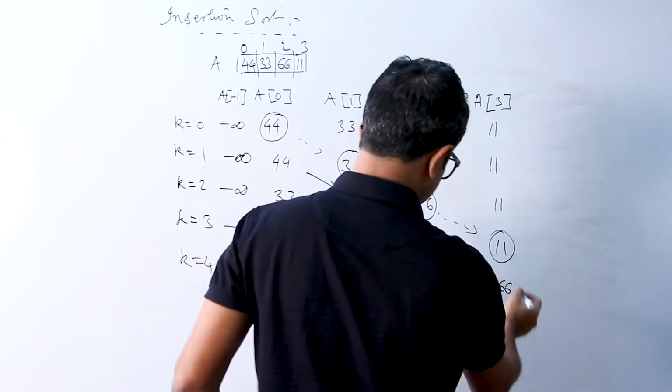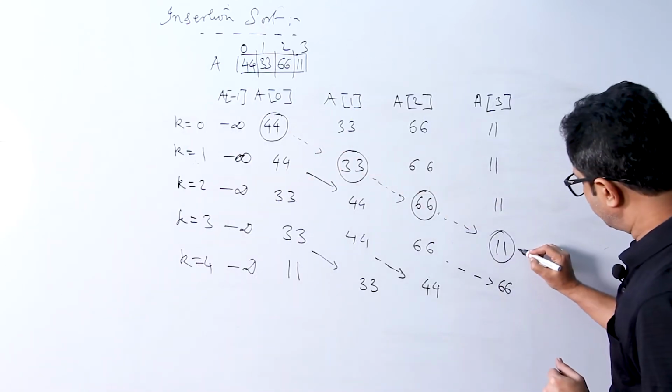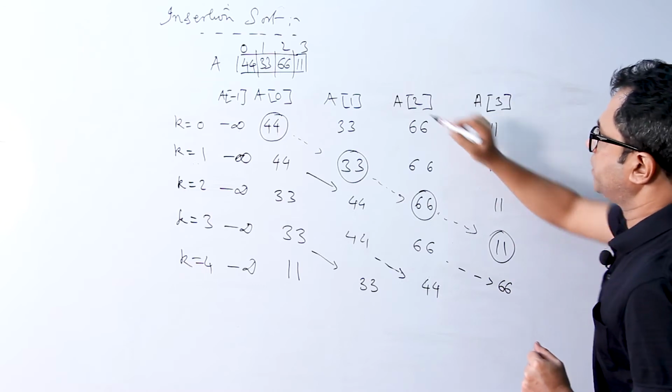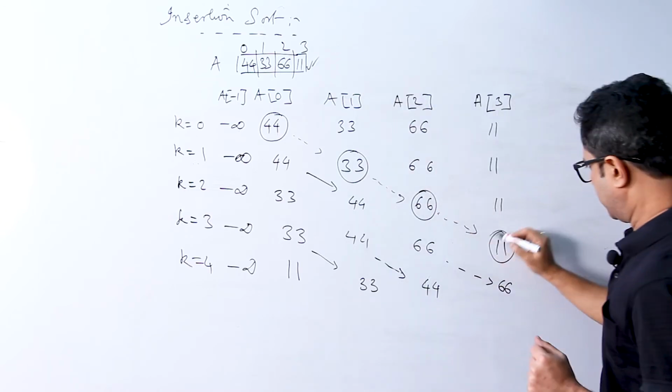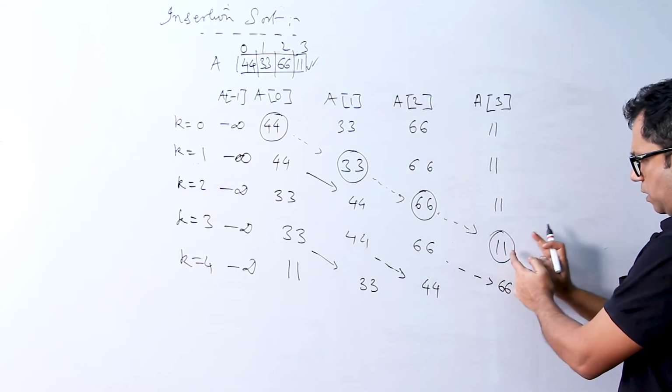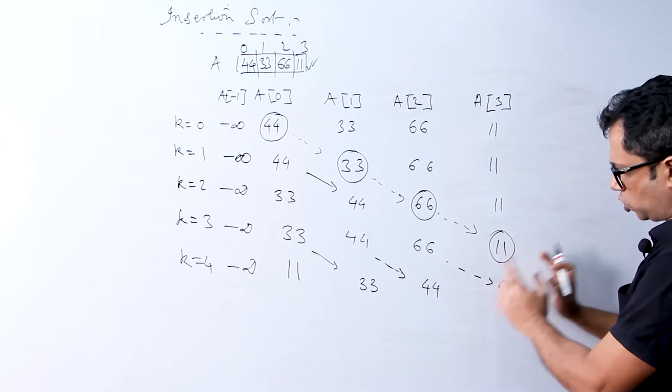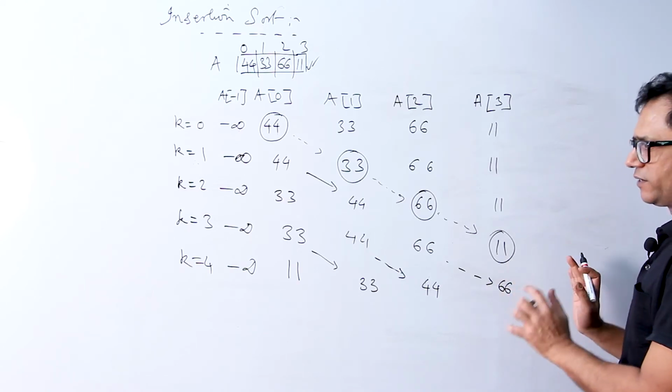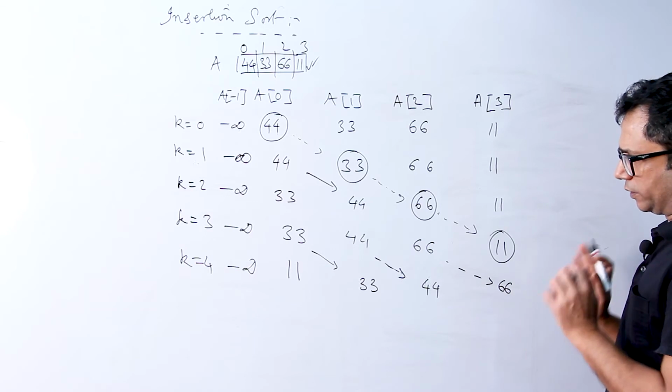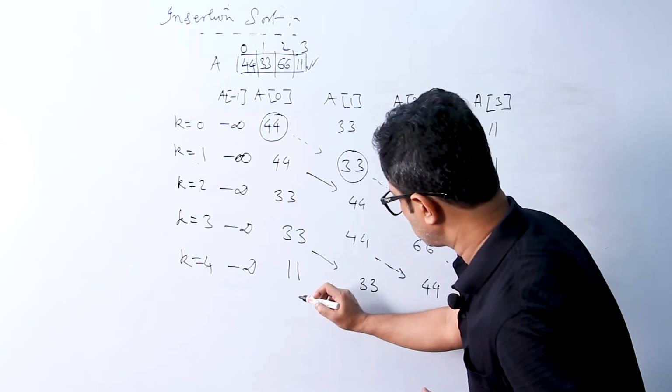After this we see that the last element of the array, that is 11, has been encircled, and there will be no elements left after 11. So, in this position we should get the array in sorted order. Let me see whether the array is in sorted order.